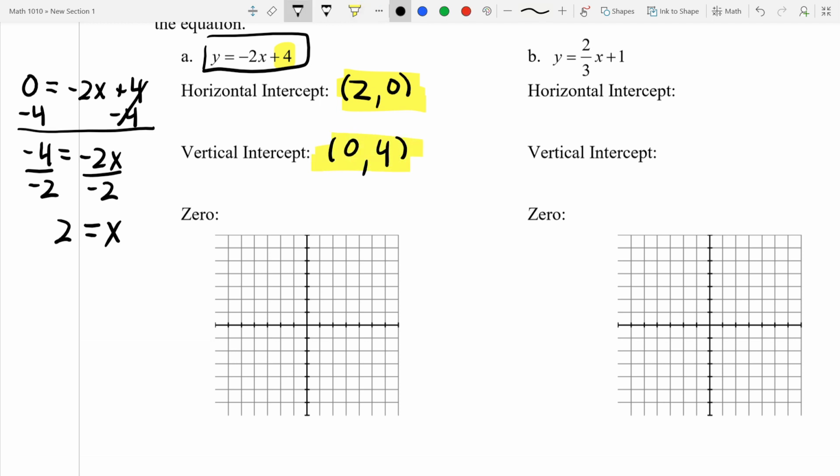Now let's graph it. So (2, 0) horizontal is there. (0, 4) vertical is there. Connect your dots, and you're done. Literally, that's so easy to graph. Just play dot to dots like when you were little.